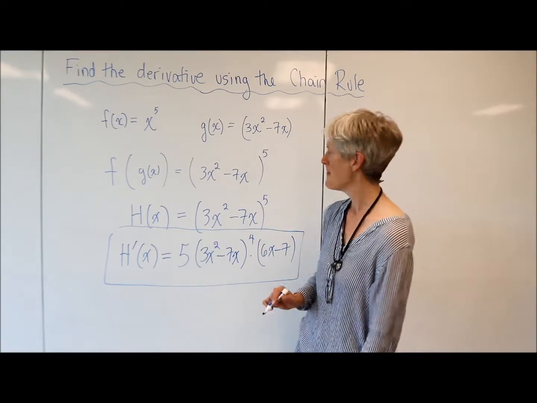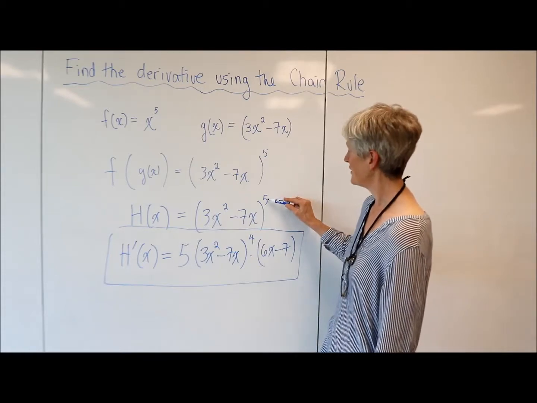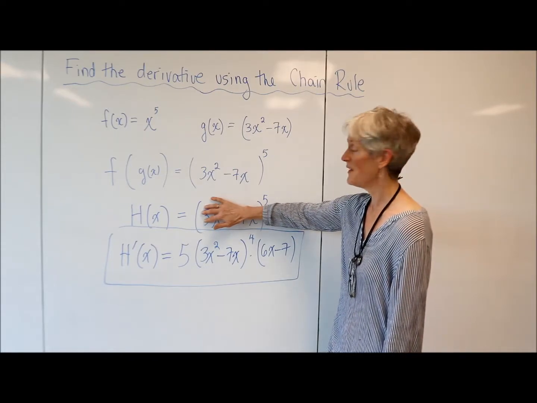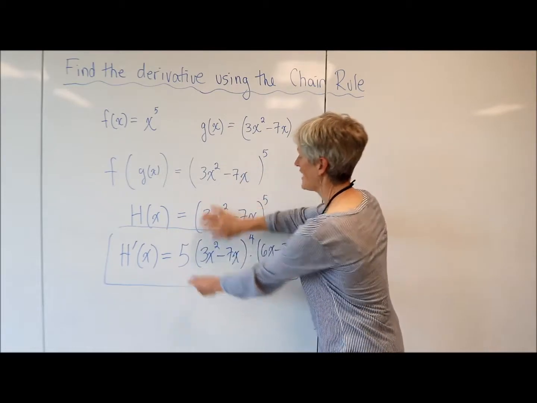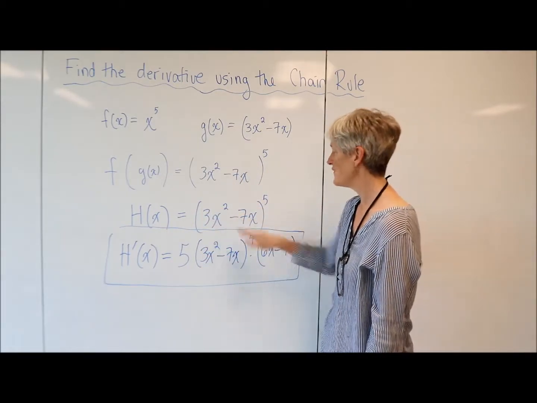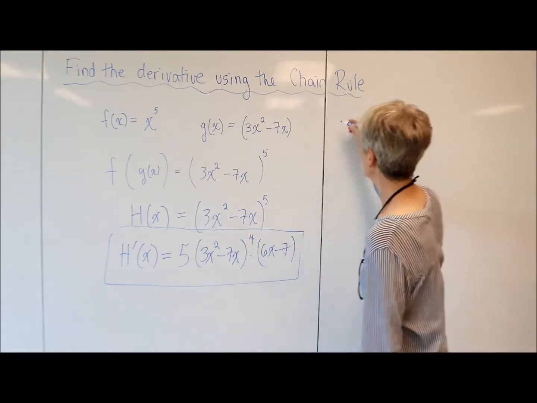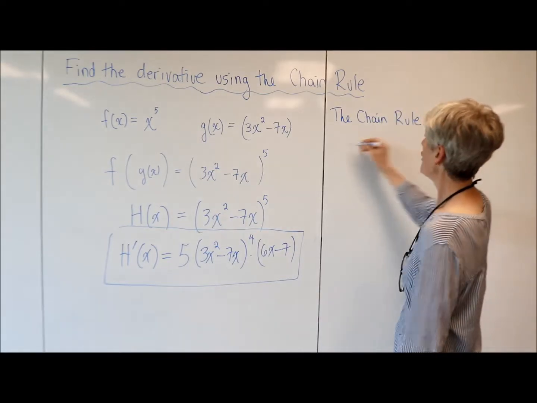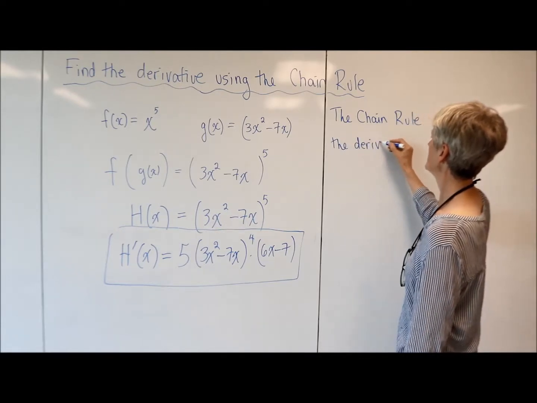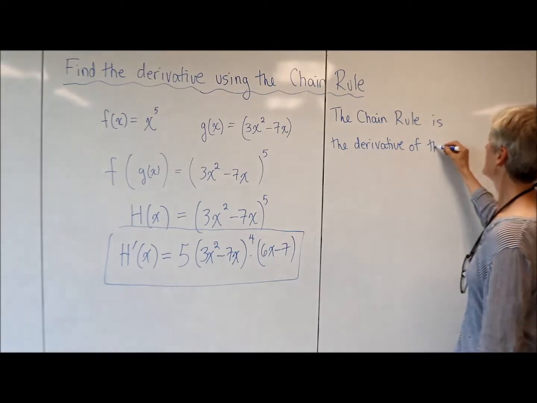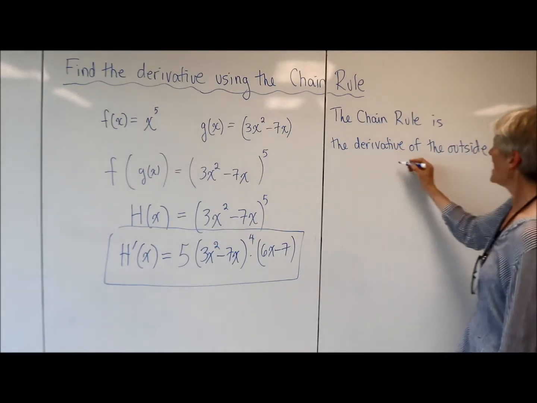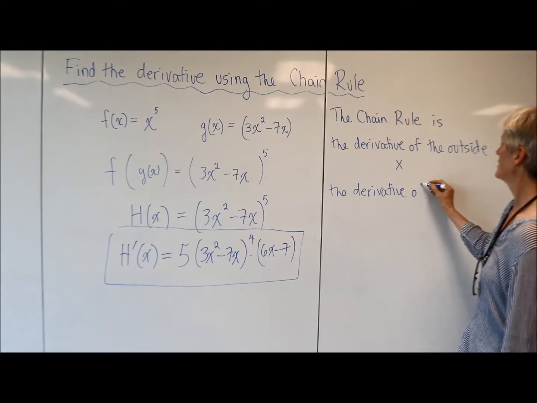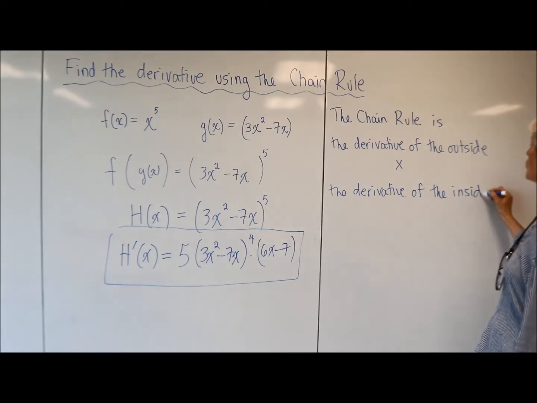And you realize, hey, really what I just did, a shortcut, rather than doing the product rule, is to think of this as a big power rule. So in other words, that's something raised to the fifth. So I did the power rule, 5 times that something to the fourth, then times the derivative of the inside. And that's what the chain rule is. The chain rule in words: the derivative of the outside function times the derivative of the inside function. That's it in words, okay?